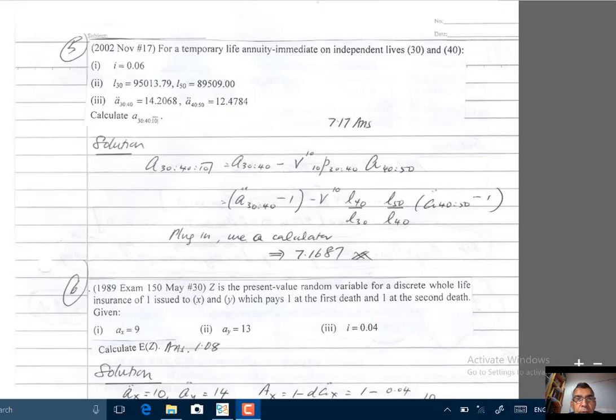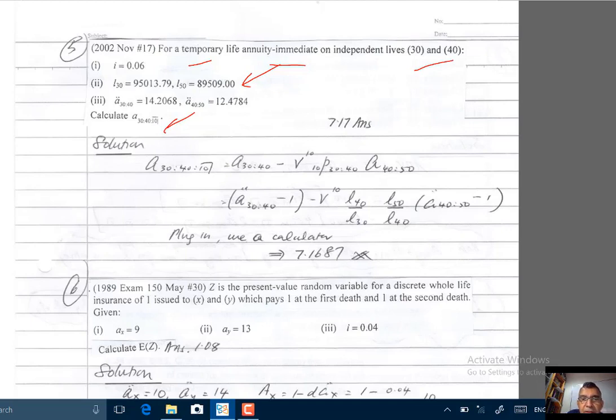Question number 5, for a temporary life annuity immediate on independent lives age 30 and 40, we're given the interest rate 6%, we're given L30 and L50, and we are given some annuity functions, A30 colon 40 dot dot and A40 colon 50 dot dot. We asked to work out A30 colon 40 angle 10.